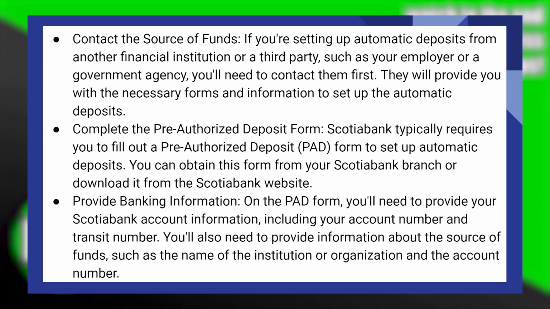On the PAT form, you will need to provide your Scotiabank account information, including your account number and transit number. You will also need to provide information about the source of funds, such as the name of the institution or organization and the account number.